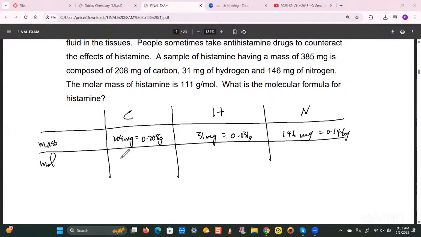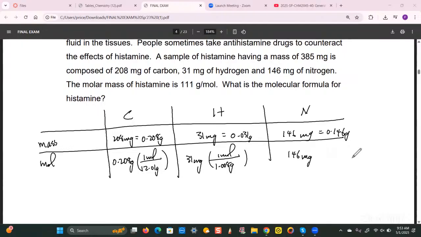And the reason why I did that is because to calculate the moles, we need to divide each of these gram values by their respective molar masses. So in the case of carbon, we multiply the 0.208 grams by 1 mole over 12.01 grams. In the case of hydrogen, the 31 milligrams would be multiplied by 1 mole over 1.008 grams. And then finally, in the case of nitrogen, 146 milligrams multiplied by 1 mole over 14.01 grams, all right? So that's how we, oh shoot, I should have done.